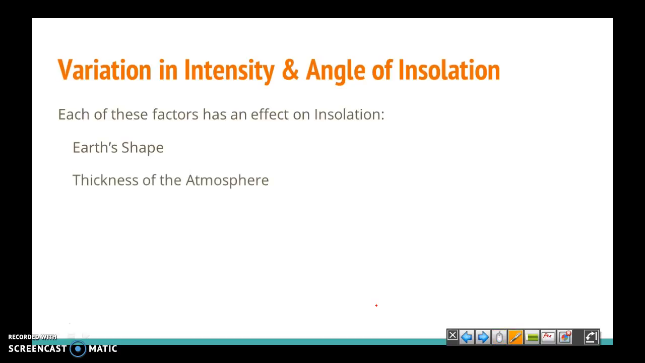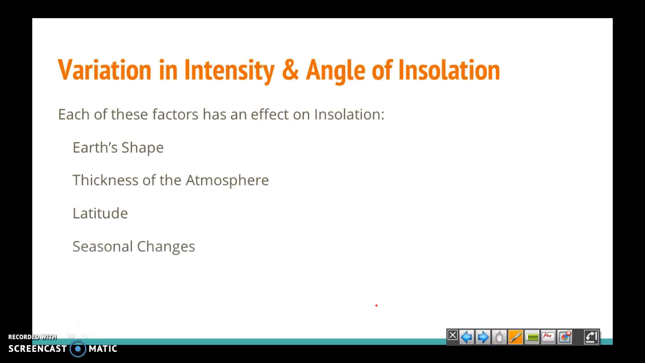Also, the thickness of Earth's atmosphere plays a role, right? Because in some places Earth's atmosphere is going to be a little thicker, with more cloud cover, more gases, and that's going to affect the amount of radiation that's received. Also, if we consider latitude, the closer you are to the poles, the less sunlight you're going to receive. The closer you are to the equator, the more sunlight you're going to receive.